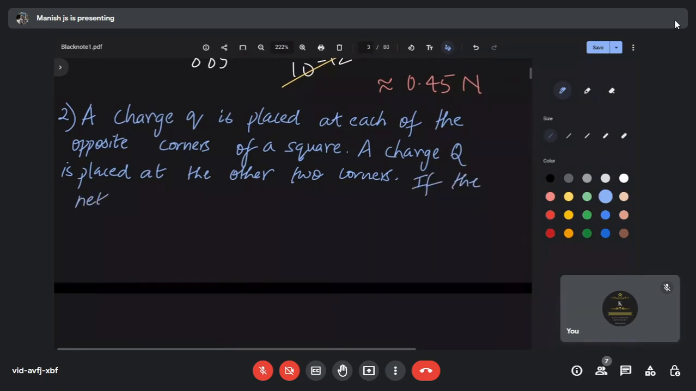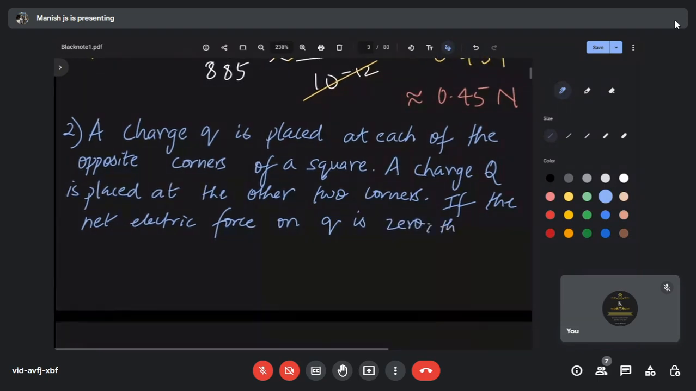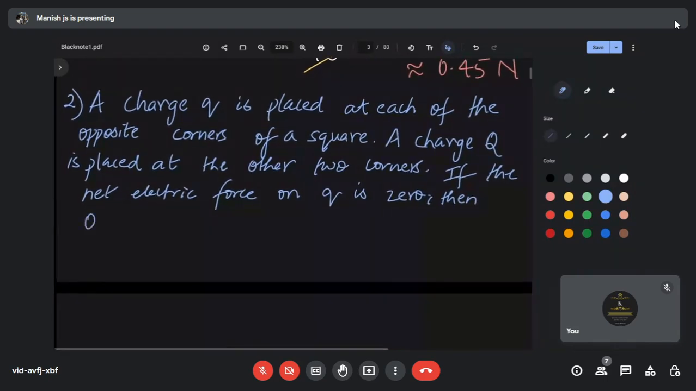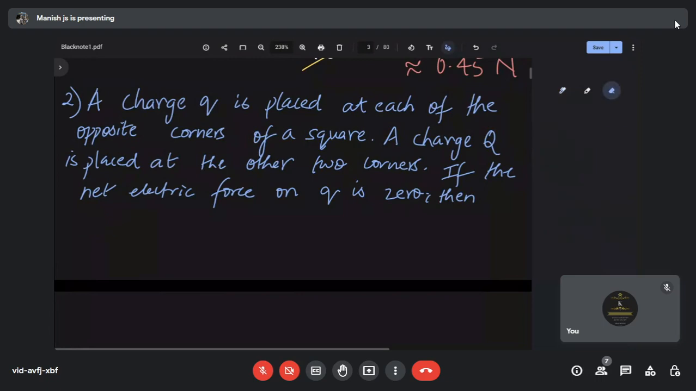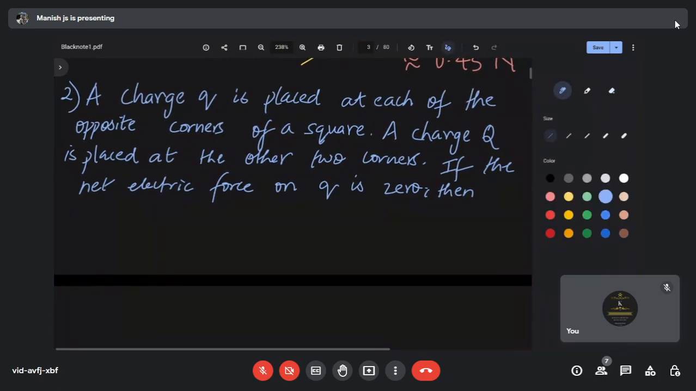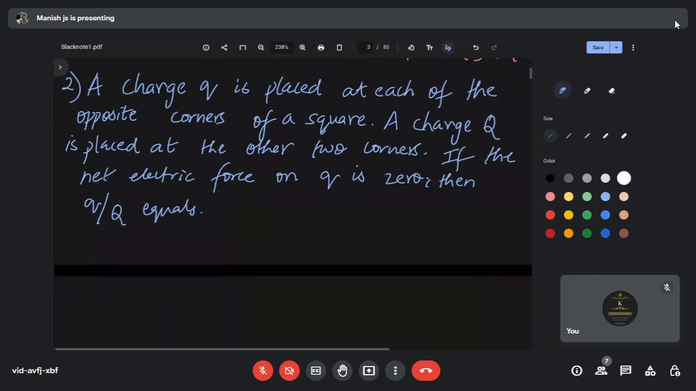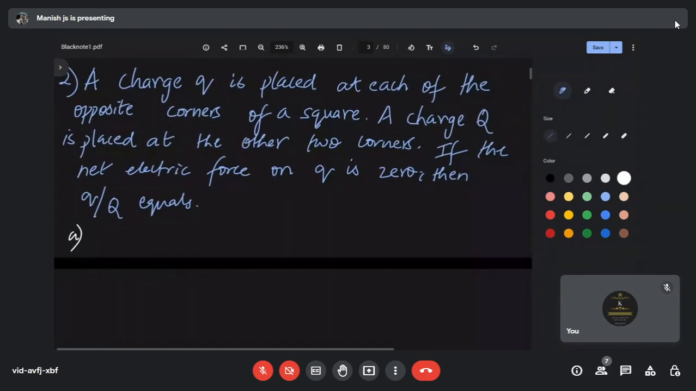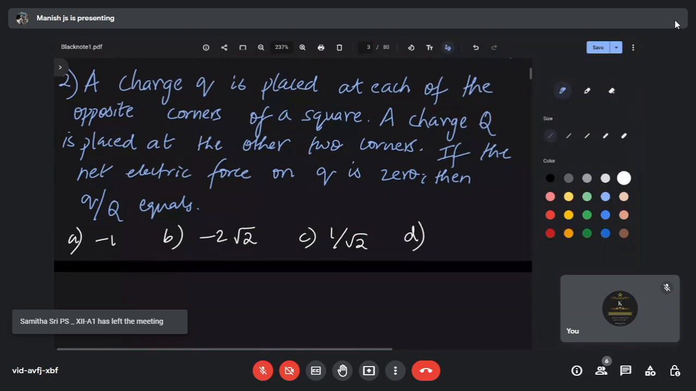If the net electric force on q is 0, then the ratio of charges, small q upon capital Q, equals: option A -1, option B -2 root 2, option C 1 divided by root 2, and option D +1.